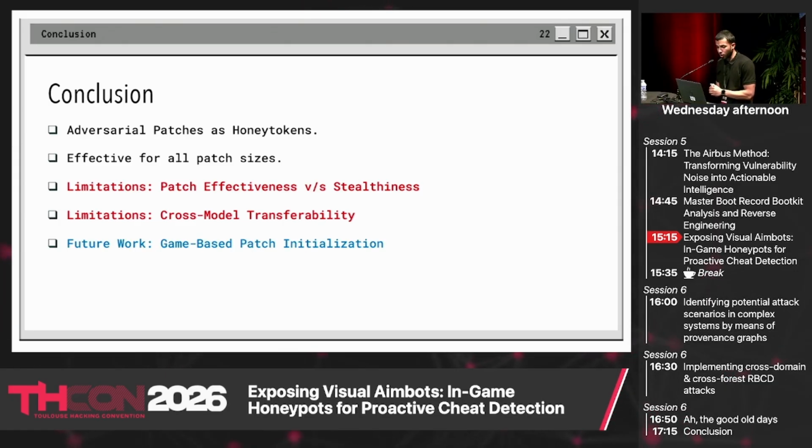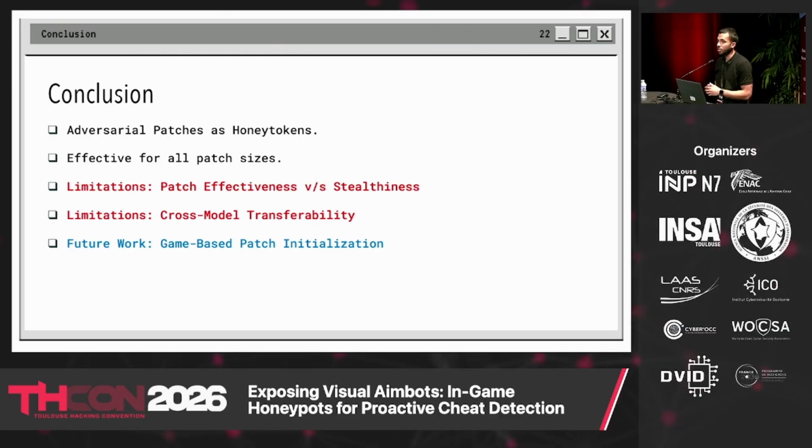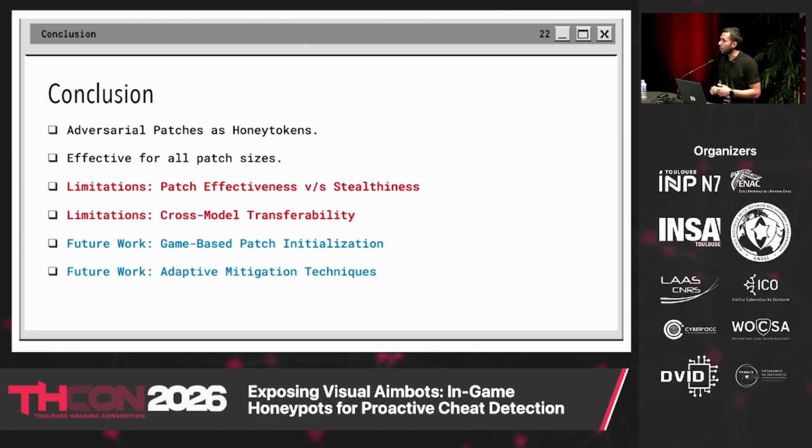And there's a lot of future work that we can do on this. The first one that we thought of is, instead of using a random initialization of the patch, having some kind of base based on the characters or based on the scenes within the game, so that it already has a good starting point and develops better features, triggering the model in a much better way while remaining stealthy as well. And obviously, there are some mitigation techniques that need to be combined with it.